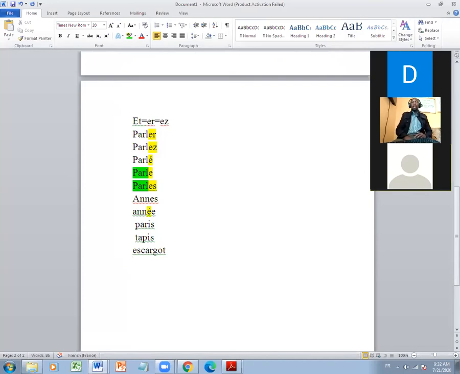Escargot. Yeah, escargot. You will get used to the letter R, okay? Escargot, okay? Opera. You see, the R is pronounced. Uni, okay?